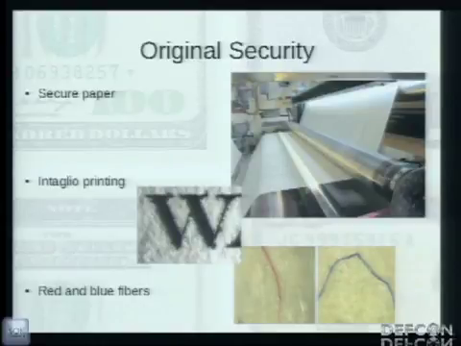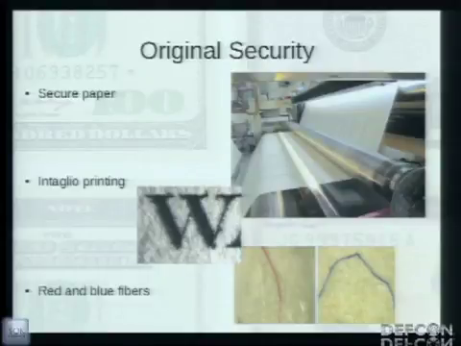Prior to the 1996 major redesign and also the minor redesign in 1992, the original security of bills were these three main features. First, the secure paper made by Crane & Company. It's a 75% cotton, 25% flax-based paper, which makes it very durable and is created in a very painstaking process to give it a readily identifiable feel.